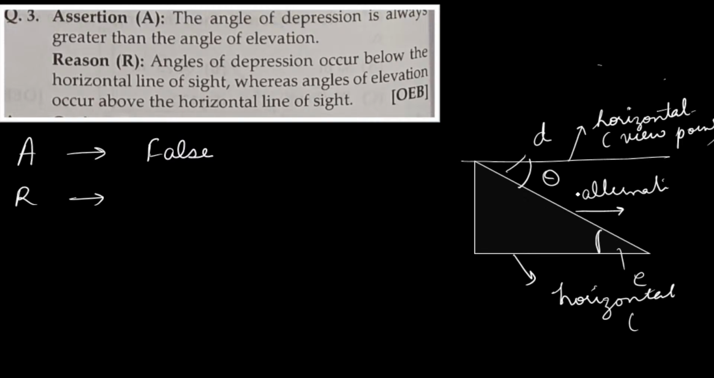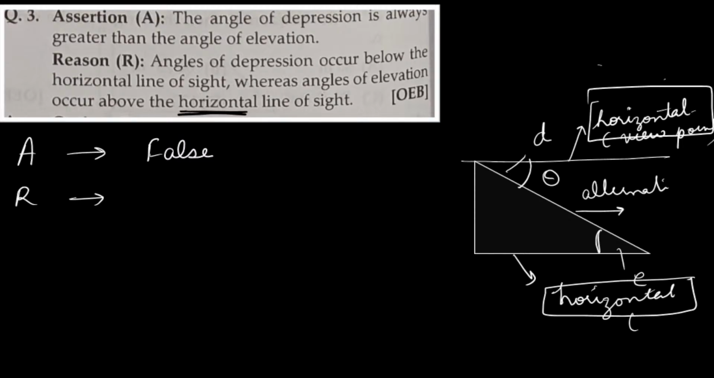So they are talking about horizontal. They are not talking about this line. They are not at all talking about this line. They are talking about these horizontal lines, the horizontal line of sight, because it's clearly mentioned. And moreover, I told you at the starting, and now also I am telling you, angles of depression and elevation are always with horizontal lines. So R is false.